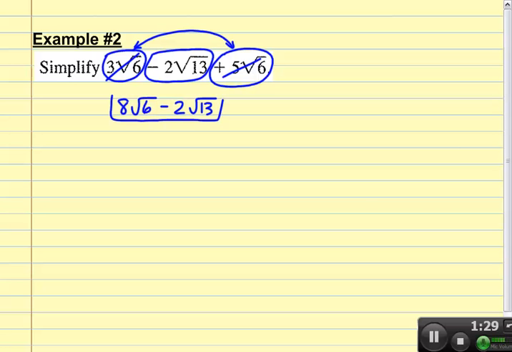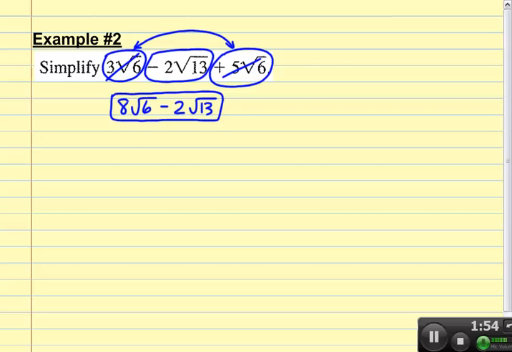Now, these are not like terms, so there's nothing left for me to do. That's it. I could get an approximation using a calculator. I could type in root 6, multiply it by 8, and then subtract from that 2 times whatever root 13 is and get a decimal approximation. But if I want an exact answer, this is as close as I get, okay? And it doesn't say approximate, it doesn't say use your calculator, it just says simplify, and that's as much as we can do, okay? Easy, easy, okay?